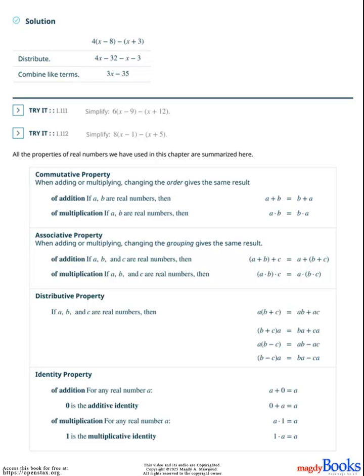D. Identity property. 1. Of addition. For any real number a, a plus 0 equals a. 0 is the additive identity. 0 plus a equals a. 2. Of multiplication. For any real number a, a dot 1 equals a. 1 is the multiplicative identity. 1 dot a equals a.